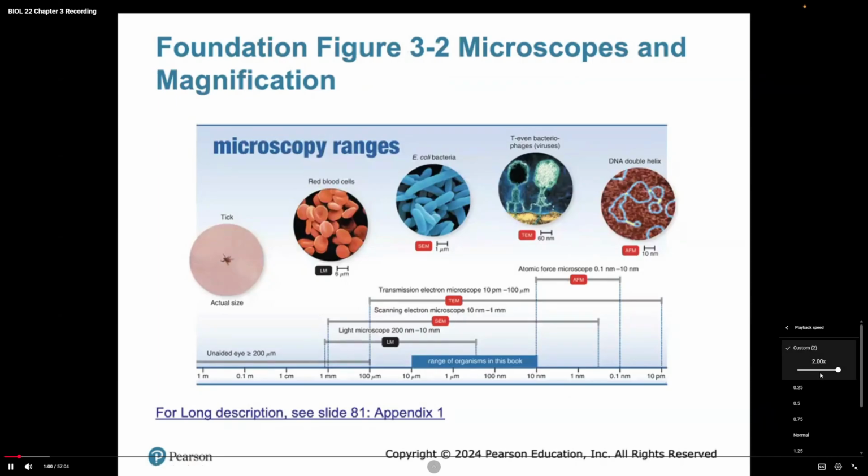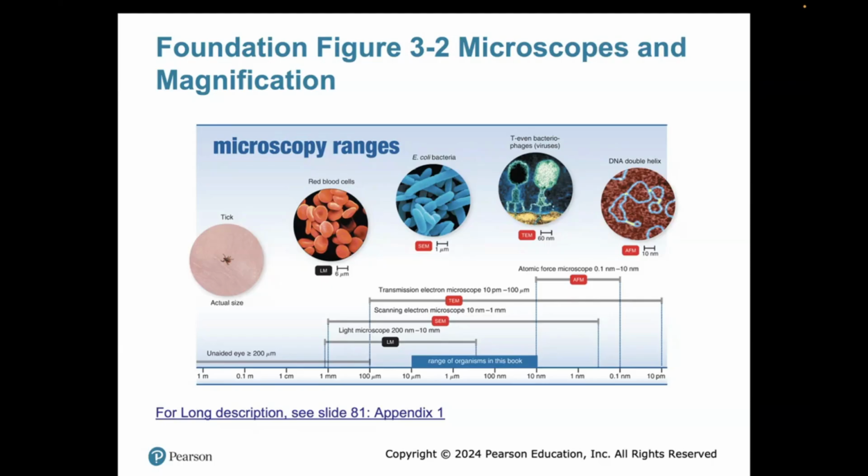So Figure 3-2 in our textbook talks about the microscopy ranges that we see. It's important for us to understand that there's a range in which we can see things with the unaided eye. That means without any type of tools such as a microscope or a handheld little lens. With the unaided eye, we can see, for some people, about 1 meter to about 100 micrometers in size. Just depends upon your vision, right?